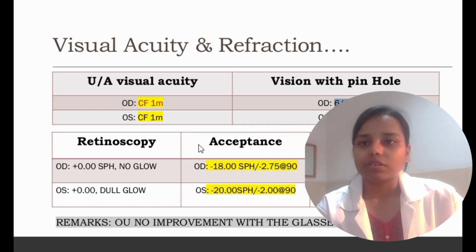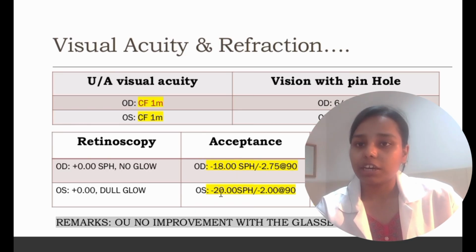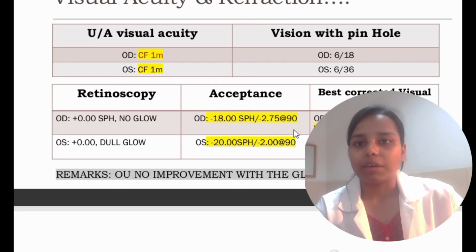Retinoscopy shows no glow for the right eye and dull glow for the left eye. And acceptance, point to be noted here: acceptance in the right eye was minus 18 diopter sphere and minus 2.75 at 90 degrees, and the left eye had minus 20 diopter sphere with minus 2 at 90 degrees. So the best corrected visual acuity came 6/18 for the right eye and 6/36 for the left eye.